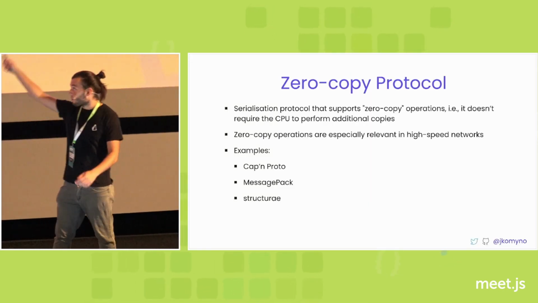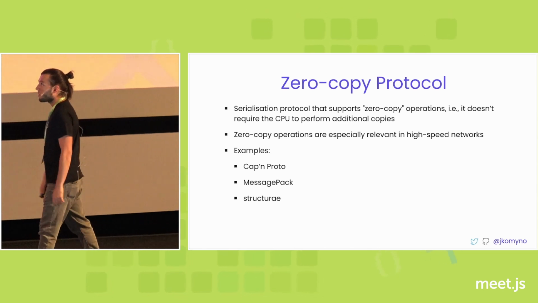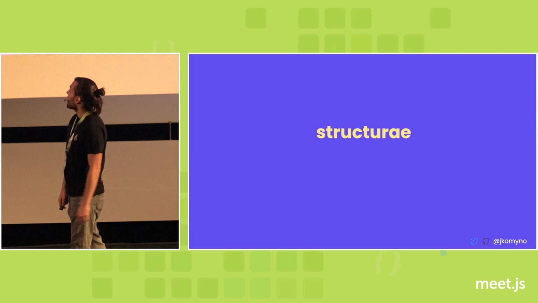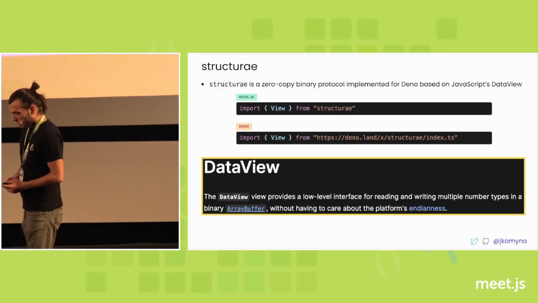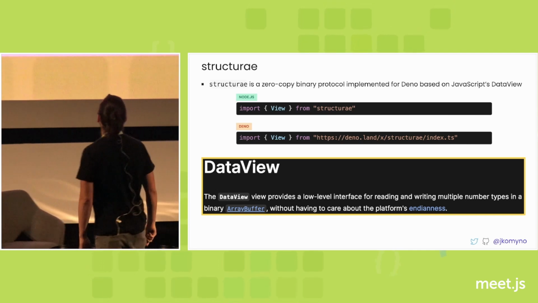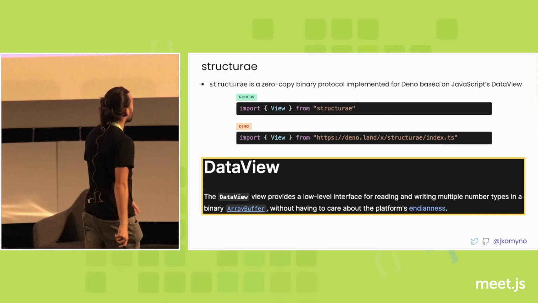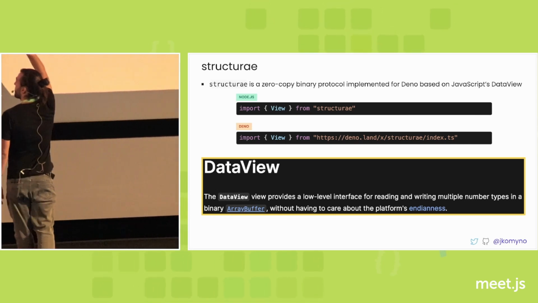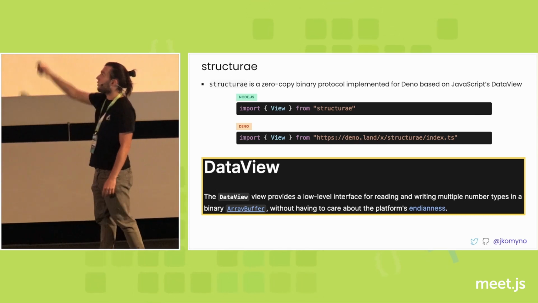And there are some examples: Cap'n Proto, we're going to see a little bit of it, MessagePack, and Structure. Some examples in TypeScript. Structure is quite a nice library made by one guy who published a blog post on Medium and then kind of left it off. You can install it. It's mostly written for Deno, but you can install it on npm as well.